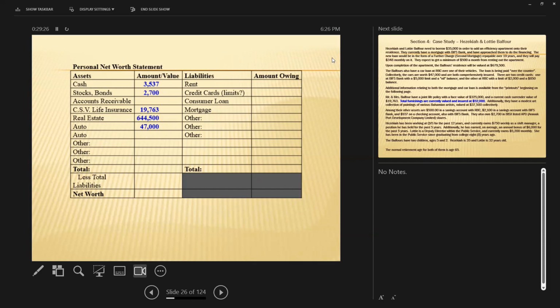So you won't use the current value from the statement, unless, of course, you subtract the current value from the 47,000, and that'll give you what the value of the other car is. But why give yourself extra work?